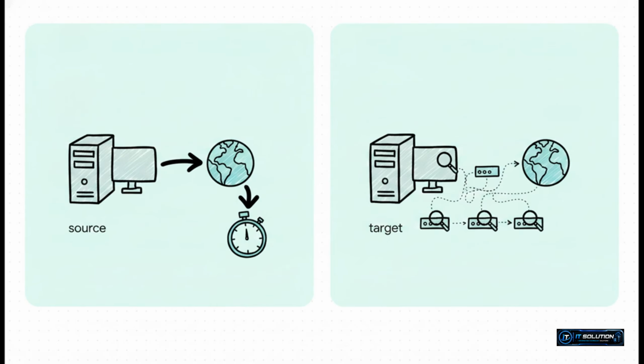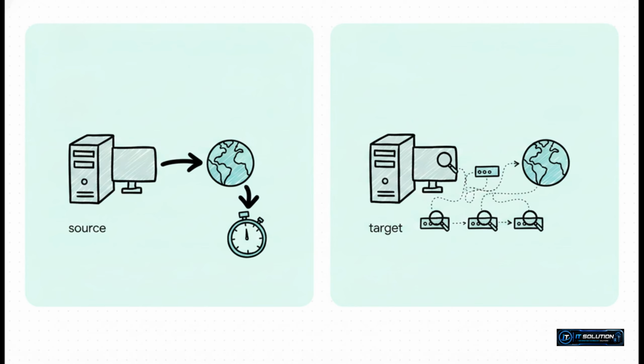So, the crucial takeaway here is that while ping tells you if you can reach the destination, traceroute tells you exactly how you get there. Ping is great for measuring the basic success rate and the total round-trip time. But if a ping fails, it doesn't tell you which router dropped the packet. That is exactly where traceroute comes in.